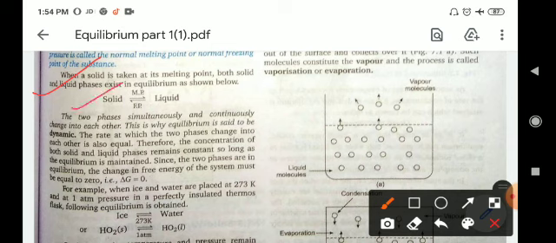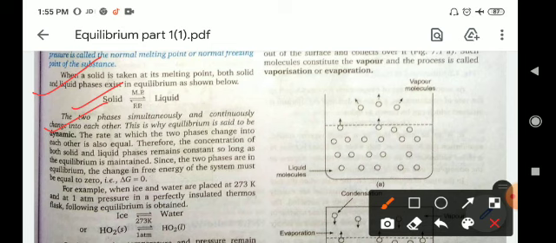For example, solid melts at the melting point to give liquid, and liquid then freezes to give solid. So in this condition there will also be an equilibrium. The two phases simultaneously and continuously change into each other. This is why equilibrium is said to be dynamic.